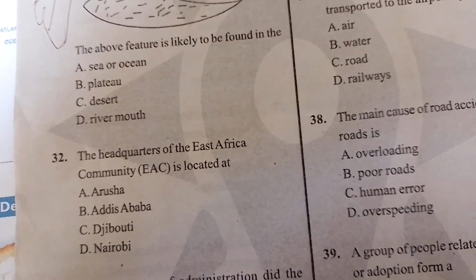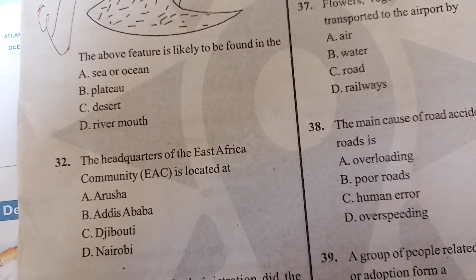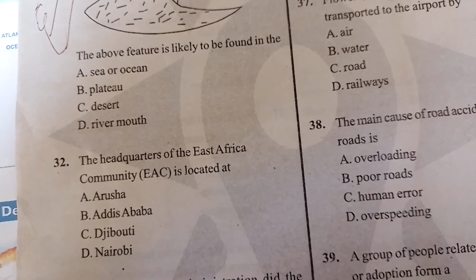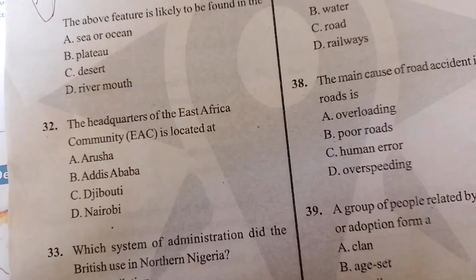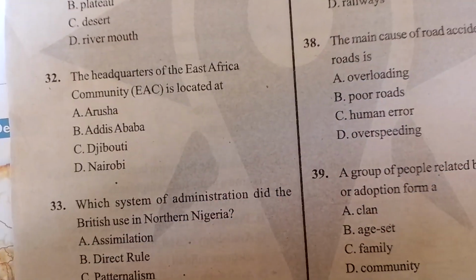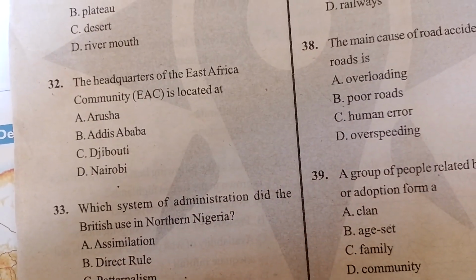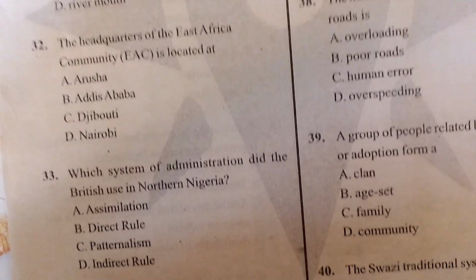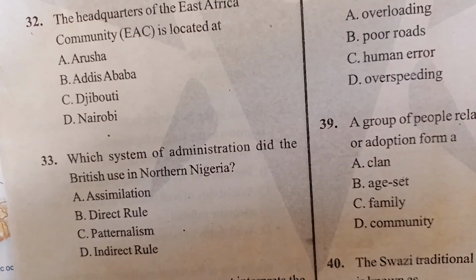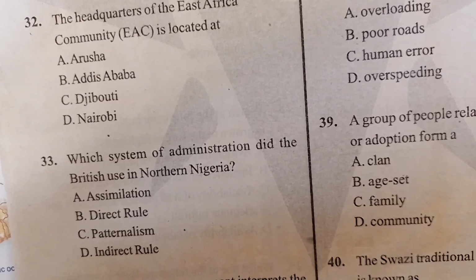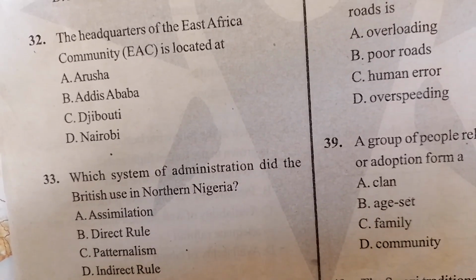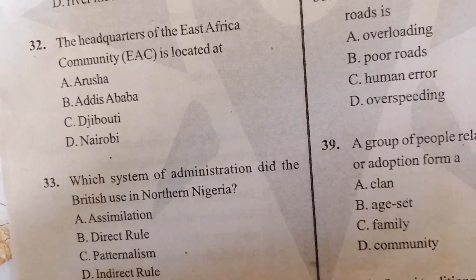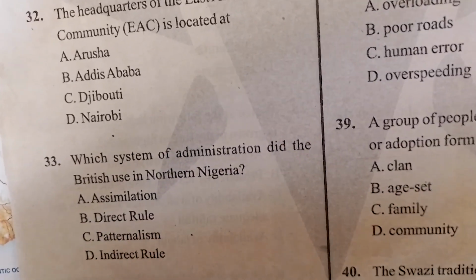The headquarters of EAC is located at: we have Arusha, Addis Ababa, Djibouti, and Nairobi. EAC is in Arusha. Which system of administration did the British use? In northern Nigeria, we had indirect rule. Paternalism, whereby Africans were considered as small kids. Direct rule applied in DRC, Congo, Belgium. Assimilation worked well in Senegal.